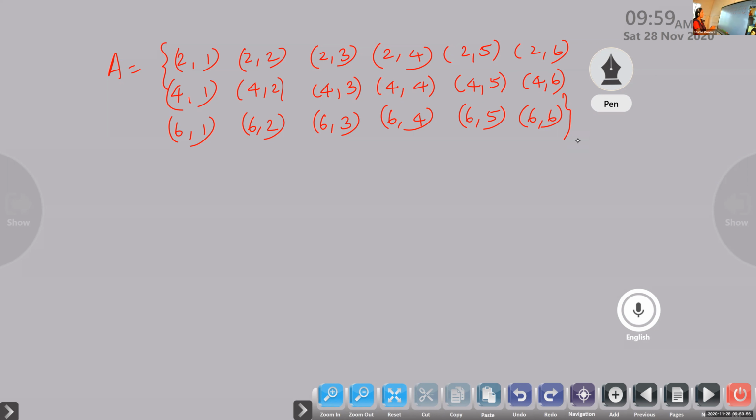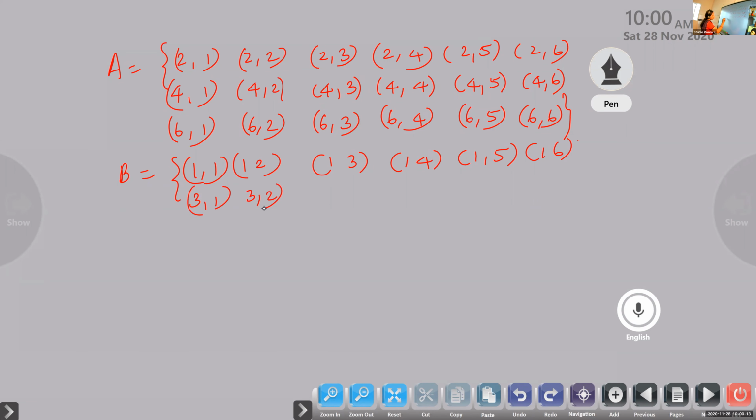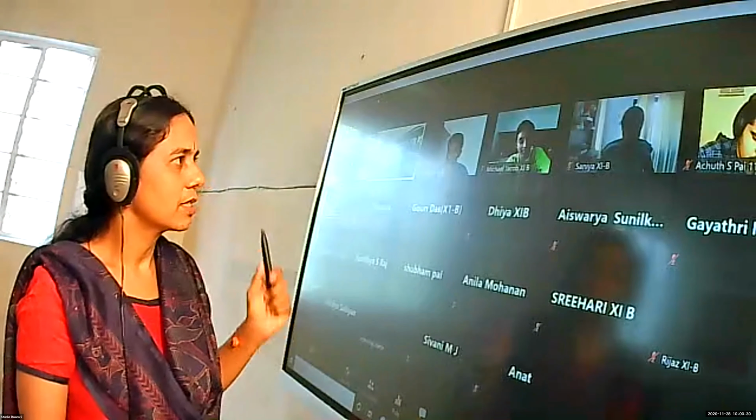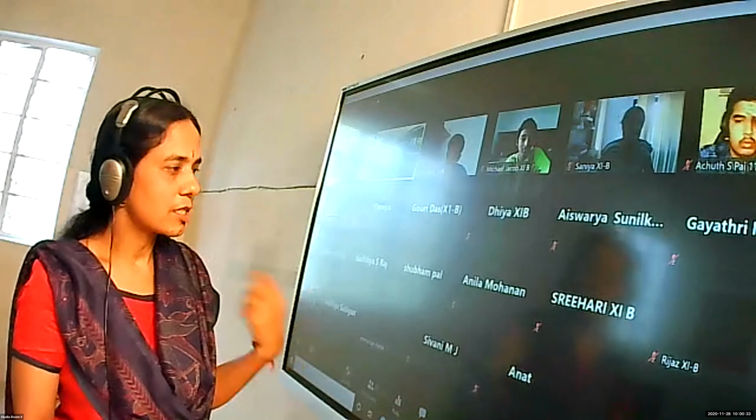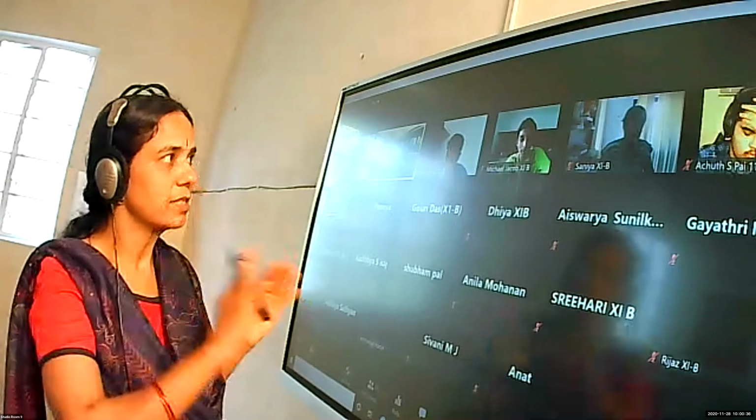What about B? Odd number on the first die means you'll get 1,1, 1,2, 1,3, 1,4, 1,5, 1,6. Again 3,1, 3,2, 3,3. Like that you complete this one. Make it ready. Write the events in A, B and C. In the next period we can continue with this, but before that keep all these events ready.